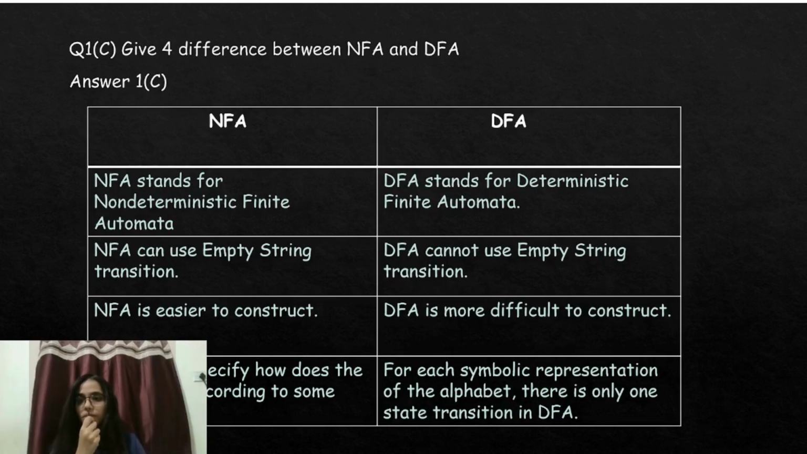Part C. Give four differences between NFA and DFA. NFA stands for non-deterministic finite automata, whereas DFA stands for deterministic finite automata. NFA can use empty string transition. DFA cannot use empty string transition. NFA is easier to construct, whereas DFA is difficult to construct. In NFA, no need to specify how the NFA reacts according to some symbol. For each symbol of the alphabet in DFA, there is only one transition state. Okay, so this question is done here.